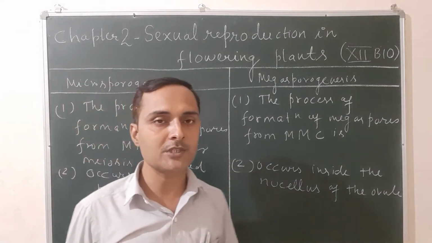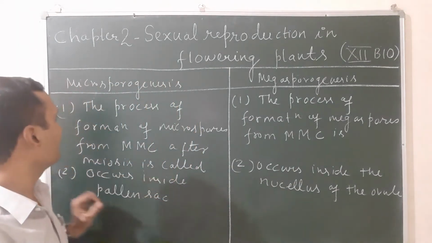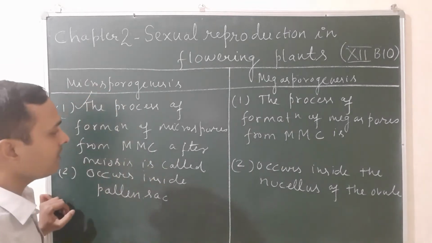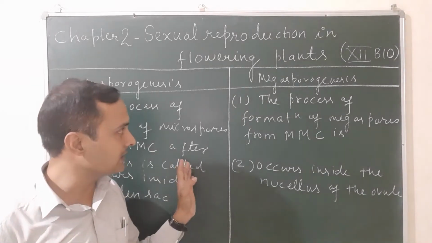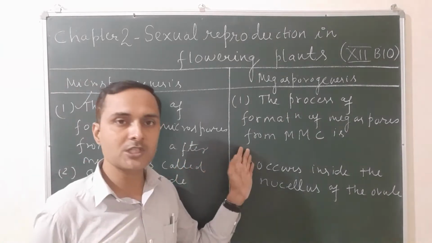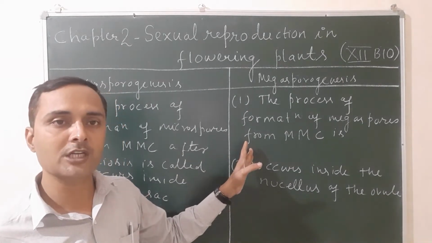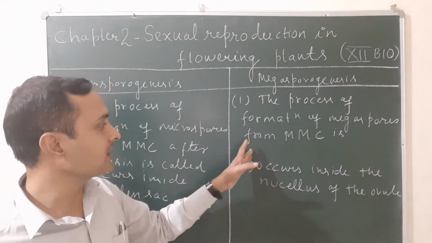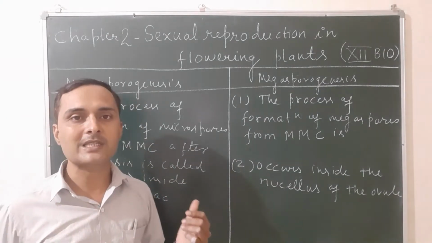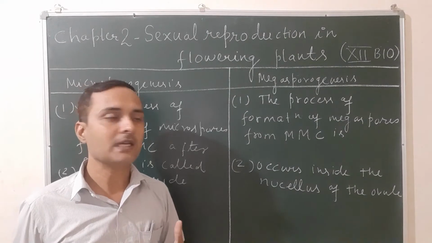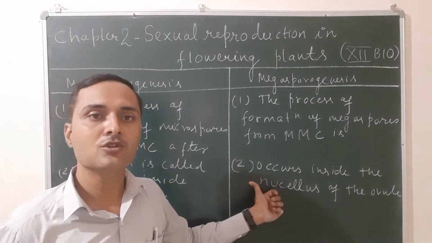Once again, the first difference is on the basis of definition. The process of formation of microspores from microspore mother cell after meiosis division is called microsporogenesis, and the process of formation of megaspores from megaspore mother cell after meiosis division is called megasporogenesis. Second difference, on the basis of site: microsporogenesis occurs inside the pollen sac of the anther, and megasporogenesis takes place inside the nucellus of the ovule.